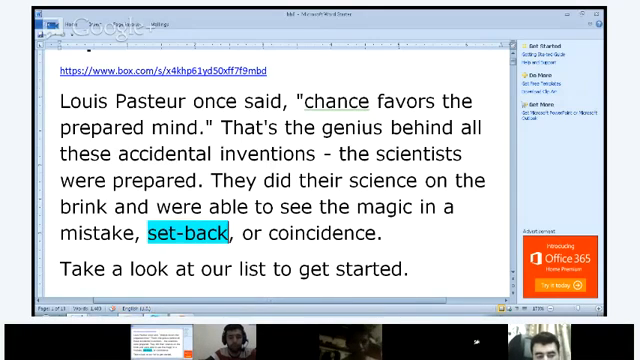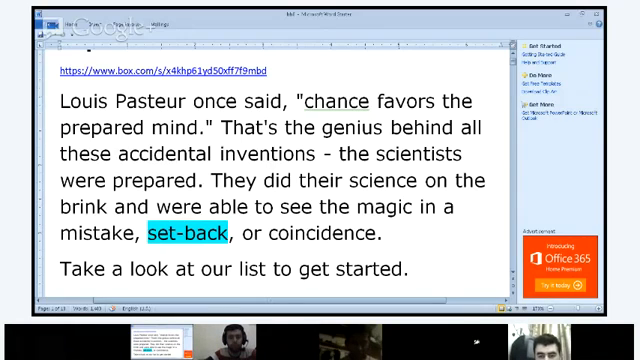So these scientists were very prepared. They were good scientists, but there were mistakes, there were coincidences, and there were setbacks. A setback means, and I need to show this, you are trying to move forward, and when you suffer a setback, you are actually sent back. You're actually set or placed back a little bit. So you're trying to advance, but you have a setback where you have to start over again. That's the idea. So, great. Let's keep going here.